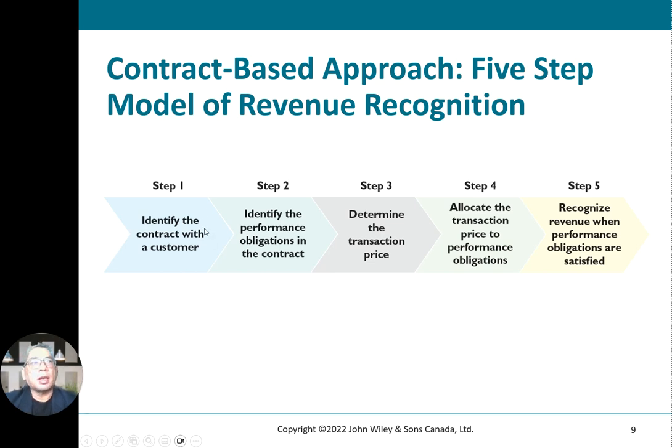The first one is to identify the contract with the customer. Number 2 is to identify the performance obligations in the contract. Number 3 is to determine the transaction price. Number 4 is to allocate the transaction price to the performance obligations. Number 5 is to recognize revenue when the performance obligations are satisfied.